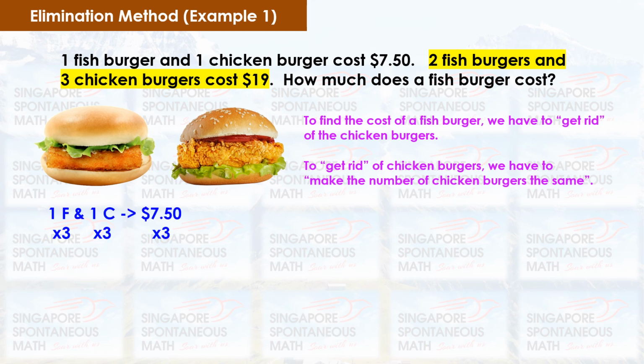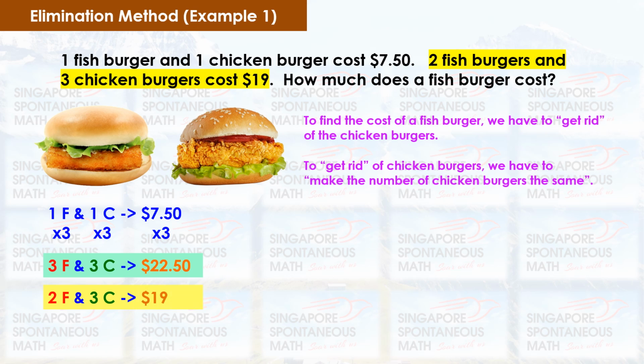One fish burger and one chicken burger cost $7.50. To obtain 3 chicken burgers, we have to multiply the entire equation by 3. 3 fish burgers and 3 chicken burgers cost $22.50. 2 fish burgers and 3 chicken burgers cost $19.